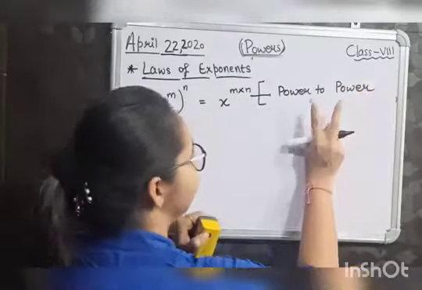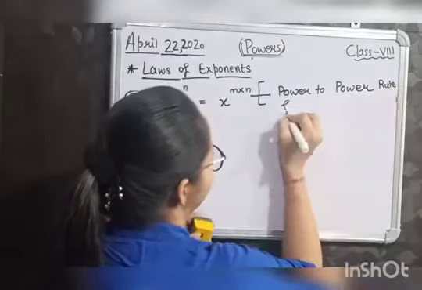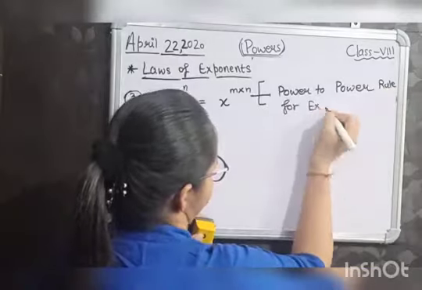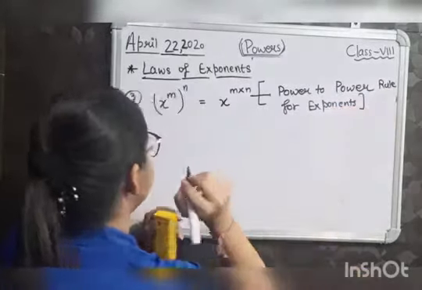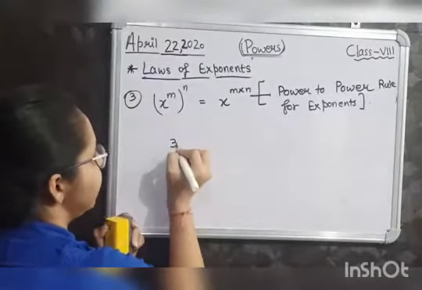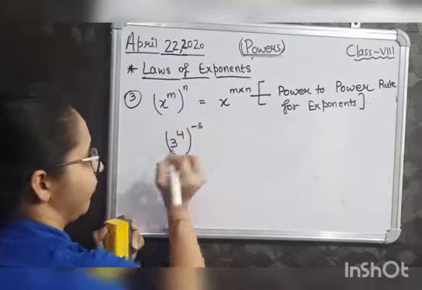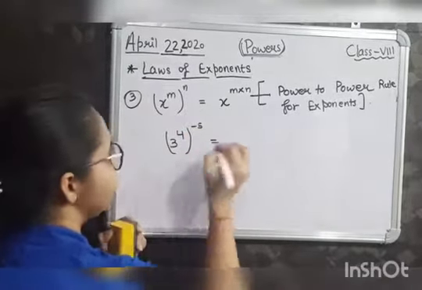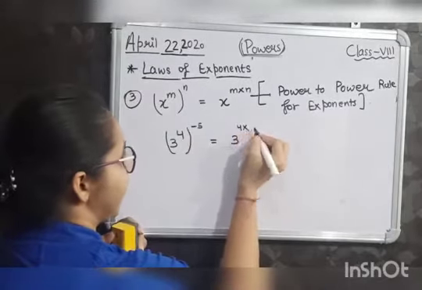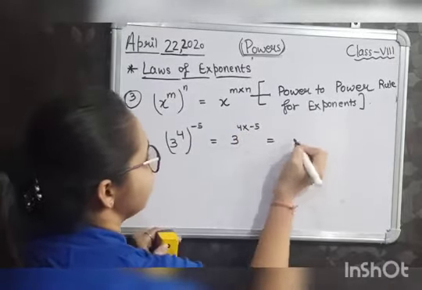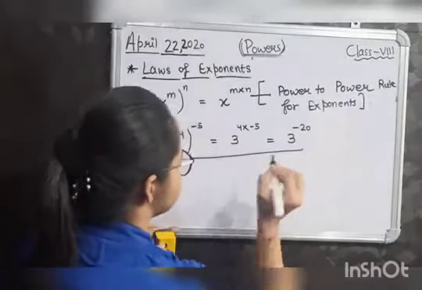Power to power. There are two powers. Power to power rule for exponents. For example, if I have the number 3 whole power 4 and whole power minus 5, by this formula it will give you 3 raised to 4 multiplied by minus 5, and this will give you 3 raised to the power minus 20. This is your answer.